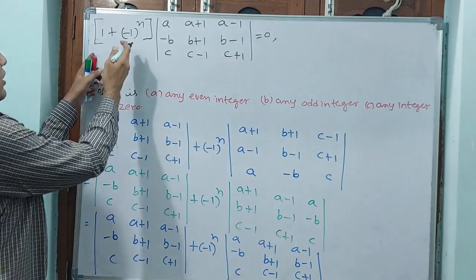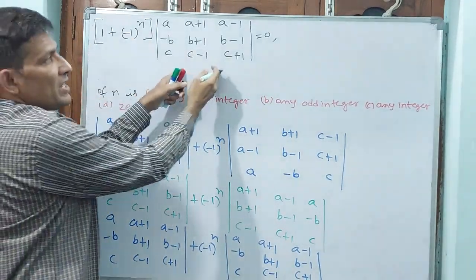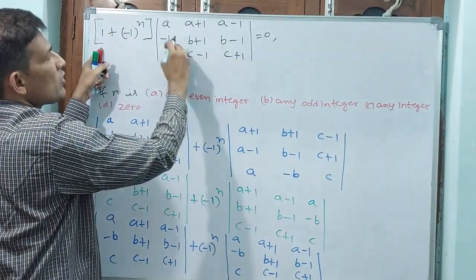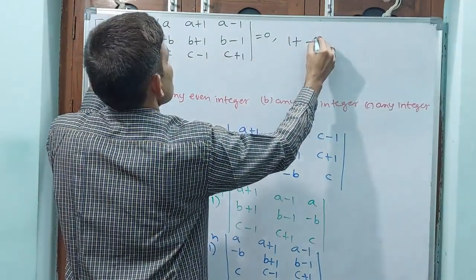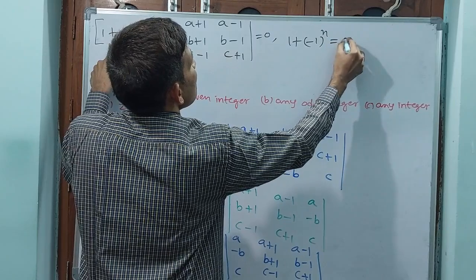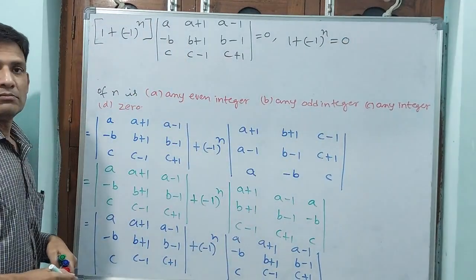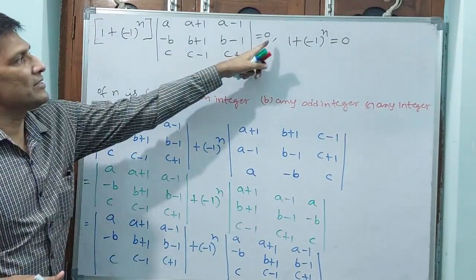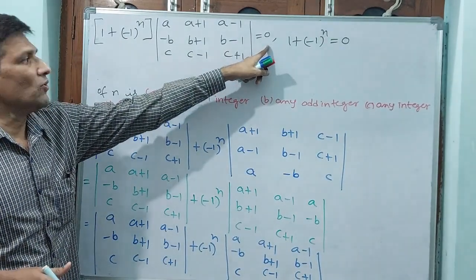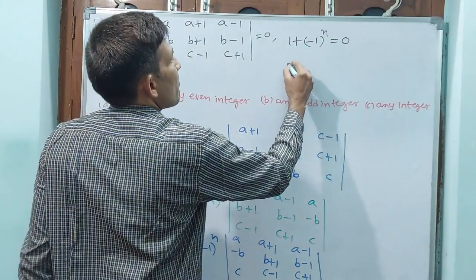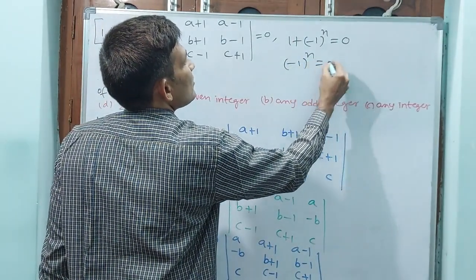Okay, see, multiplication A into B is equal to 0 means A is equal to 0 or B is equal to 0. That means 1 plus (minus 1) power n is equal to 0. Definitely. Why? Because the determinant has gone to 0. Now you see, minus 1 whole power n is equal to minus 1.